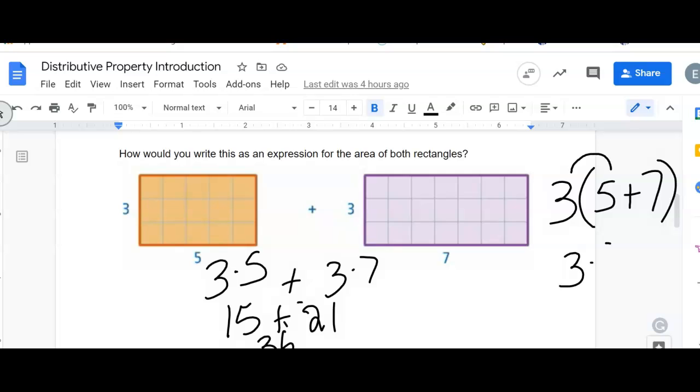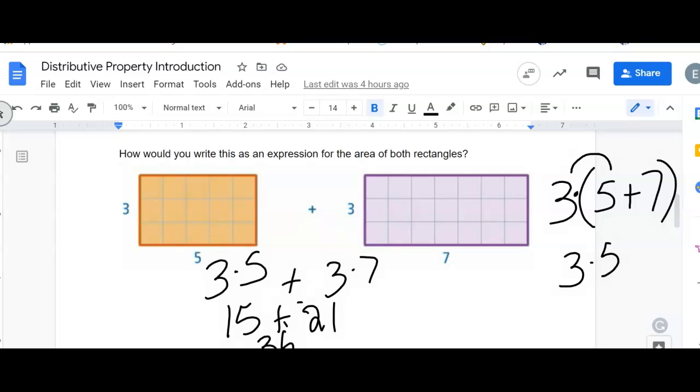3 times 5. I'm distributing the number on the outside to everything on the inside. What operation is in between this 3 and that parentheses? Multiplication. I'm lazy, I don't write that. Most people are lazy. If you don't want to be lazy, put a multiplication sign there. Put a dot.